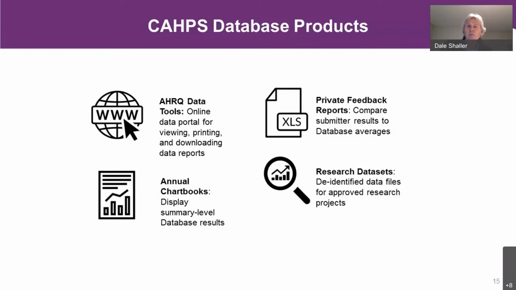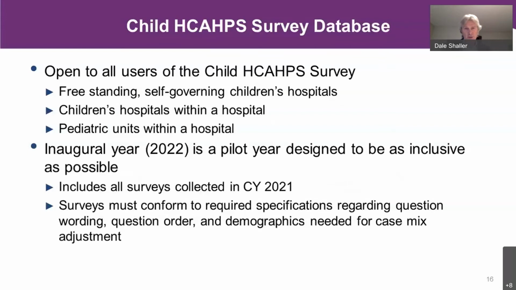And finally, we have research data sets that are created for access only to research organizations that submit to us a proposal for research that is reviewed and approved by our team at WestEd and also by AHRQ. And this information, again, does not identify organizations unless we have your permission to do so. And we'll talk a little bit about that again in the context of the Child HCAHPS Survey database in a moment. So let's go to the next slide and talk about the Child HCAHPS Survey database.